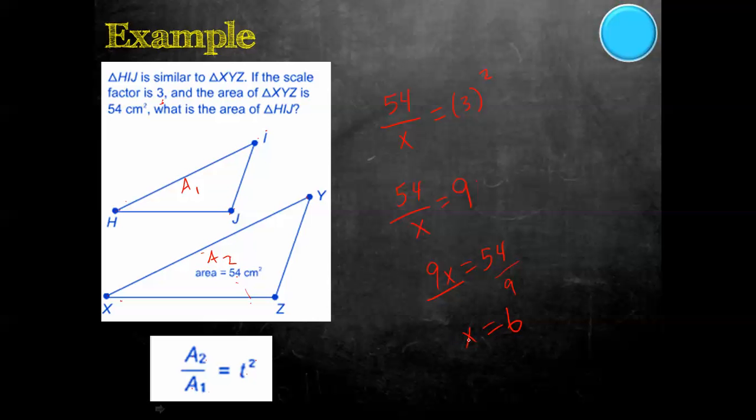So I know that A1, my original shape, is 6. All right, and I can check my work here, right? Because the new area should equal the old area times the scale factor squared, right? 3 times 3 is 9, and 6 times 9 is 54. So I know that that's correct.